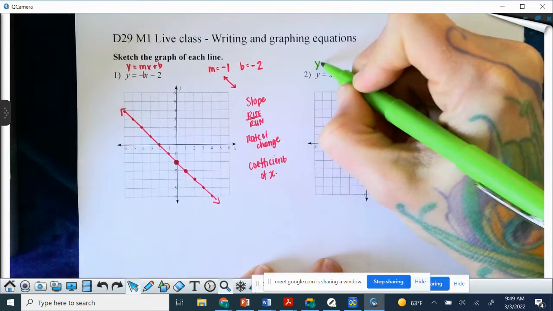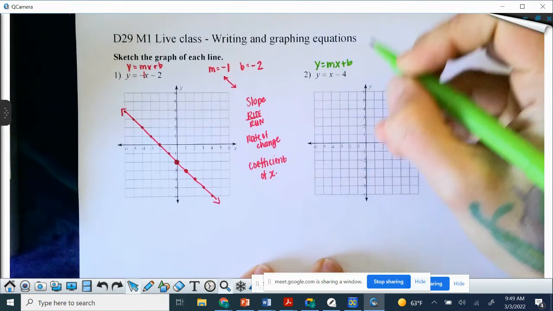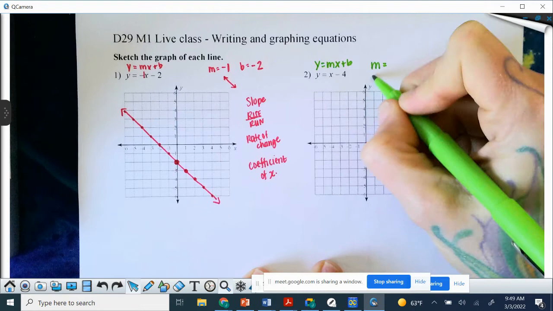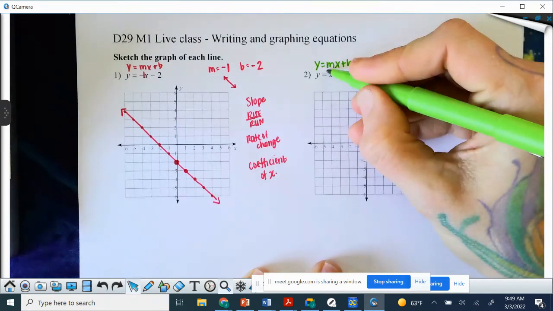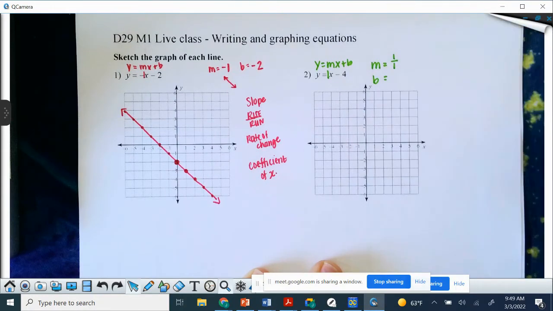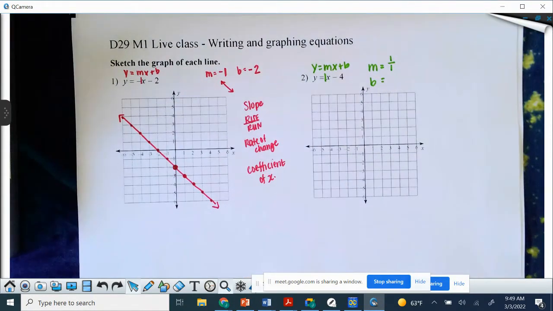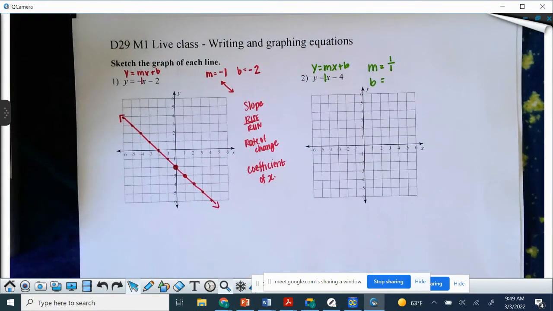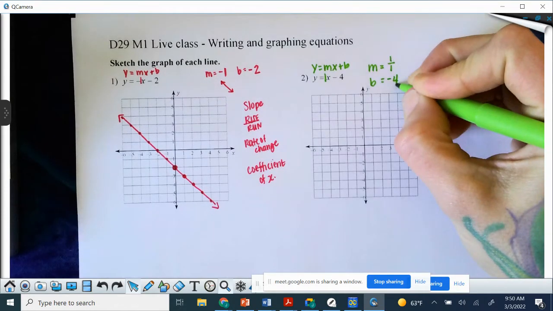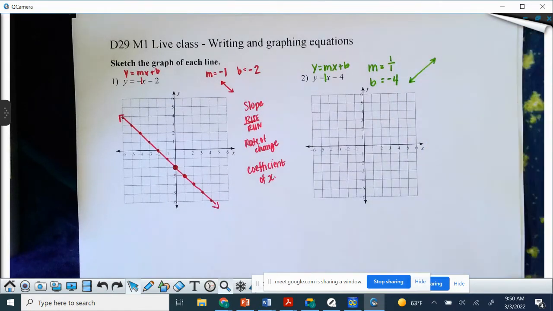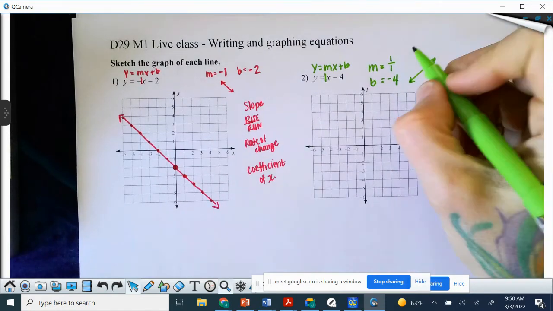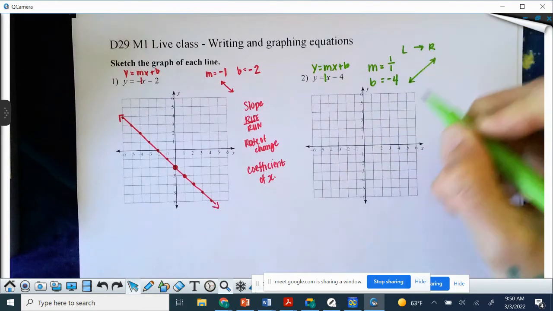So y equals mx plus b again. We need our slope. We need our y-intercept. And then probably we want to decide if it's positive or negative. So again, an imaginary 1 slope, that's 1 over 1, because all whole numbers have an imaginary 1 underneath them as well. So your run for every whole number will be 1. And then our y-intercept is -4. And we know that our slope is positive, so our line is going to be shaped going up from left to right.